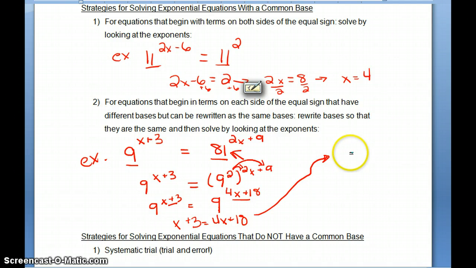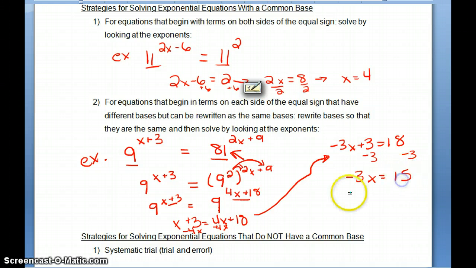Alright, so now we're going to solve for x. Get your x on one side, your numbers on the other side. So what we'll do first here is subtract negative 4x on each side. So we have negative 3x plus 3 is equal to 18. Then I'm going to subtract 3 on each side. So we have negative 3x is equal to 15.